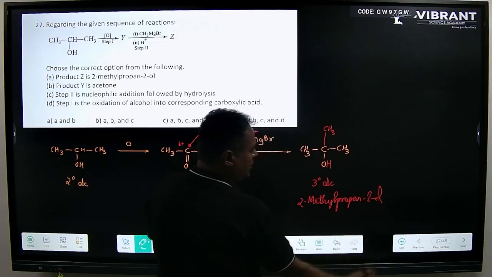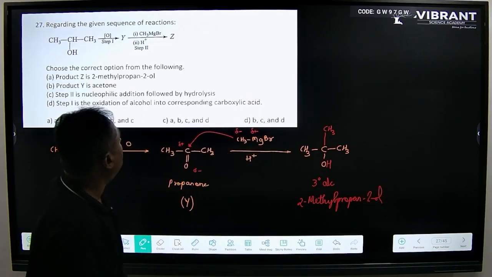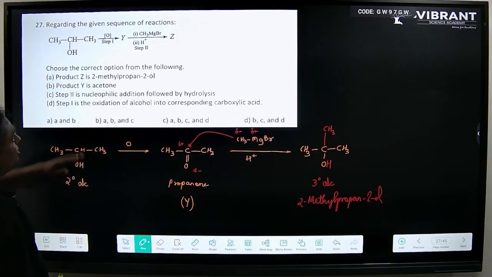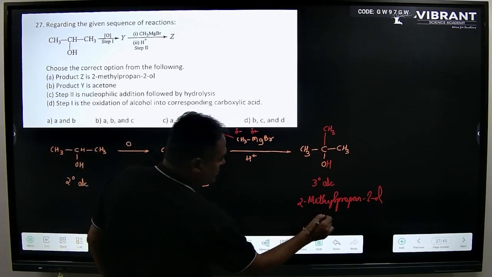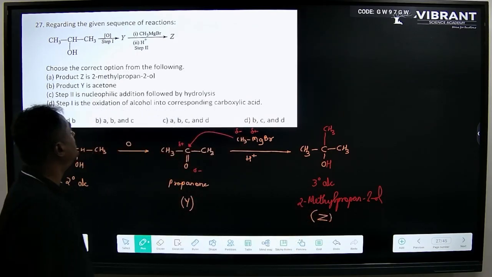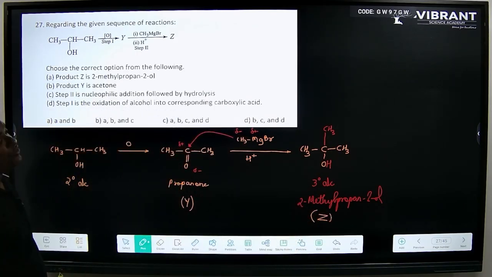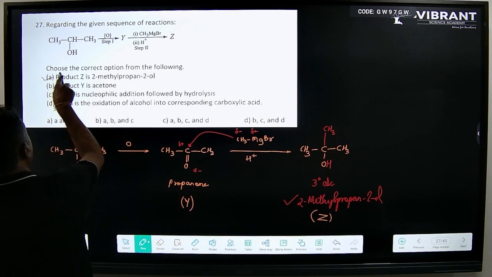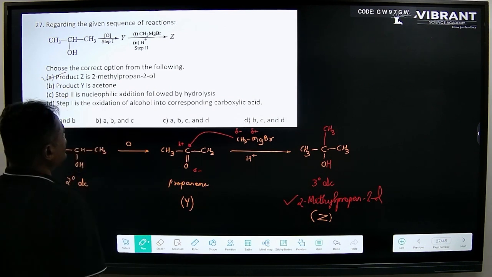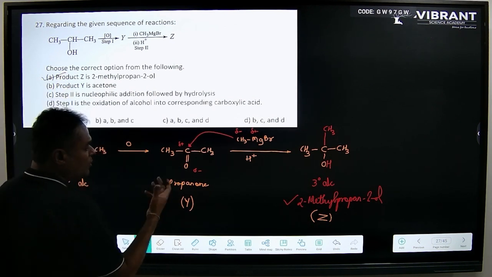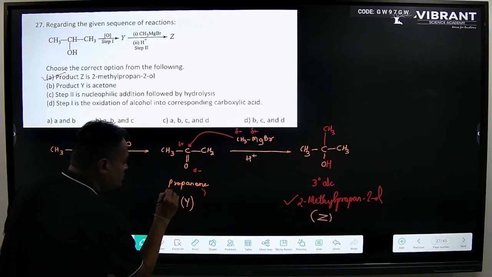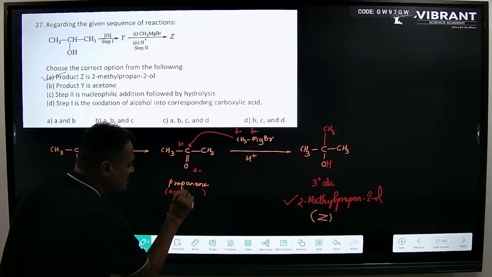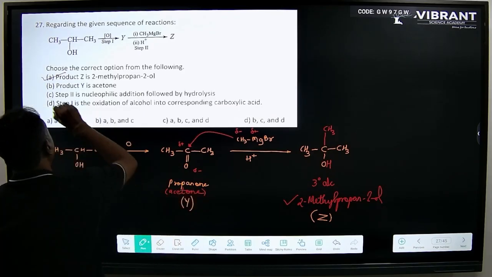Now, let us read the question properly, child. What they have told about this reaction is that this is compound Z, okay? Let us see the question. Choose the correct option from the following, and they have given some statements. The product Z is nothing but 2-methyl propan-2-ol. Yes, I think it is a correct one. So, this is the correct step. Product Y is acetone. Yes, this compound, propanone, has a common name, acetone, which is correct.